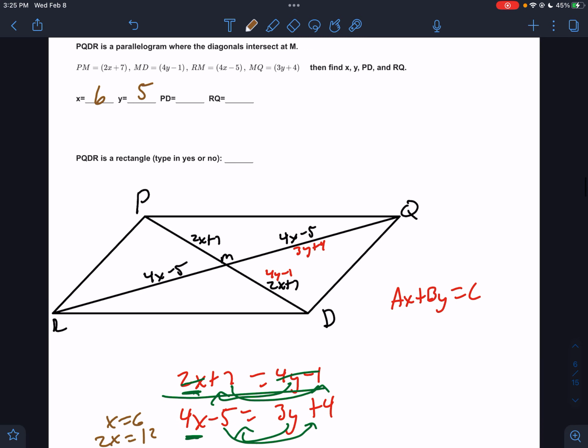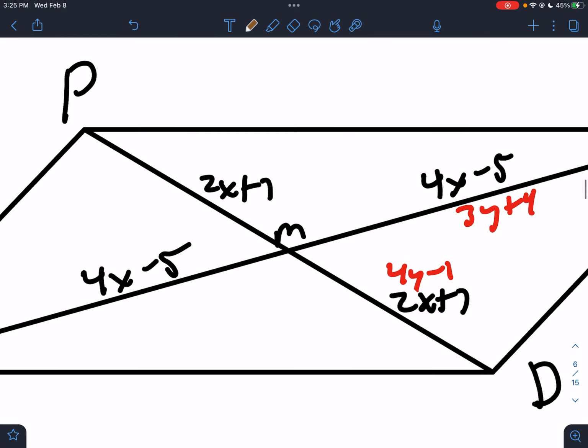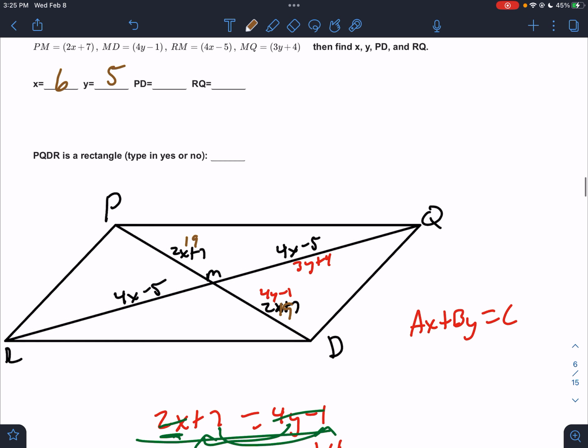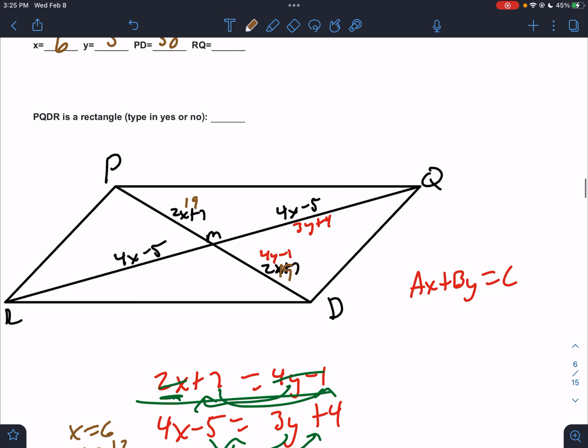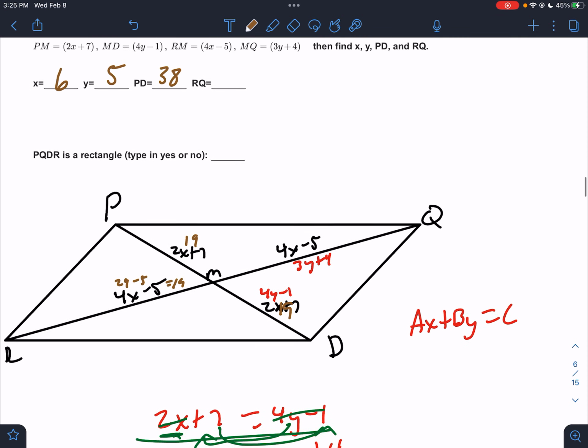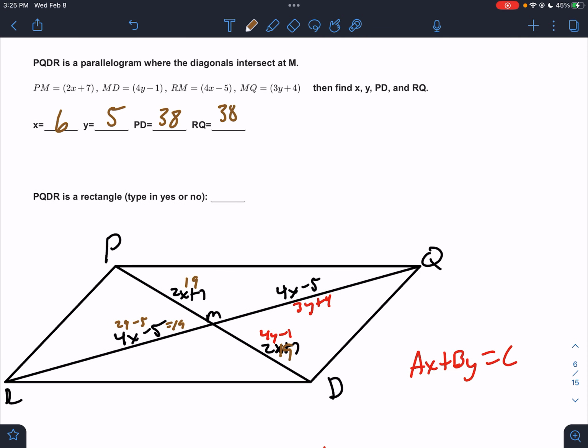So how long is PD? Well, plug in 6 for x, that would be 12 plus 7, be 19. 19 times 2, PD's the whole thing, would be 38. How about RQ? Plug in 6, that'd be 24 minus 5. That would be 19. 24 minus 5 is 19, so that is also 38. Huh.